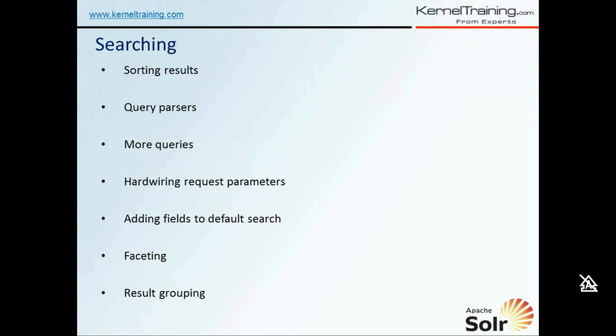Then there is adding fields to the default search. I mentioned that when I'm searching in the title field, I can specify df equal to title and get back the result. Once the result is there, I can use filter queries to further drill down the results. And faceting is a nice feature.